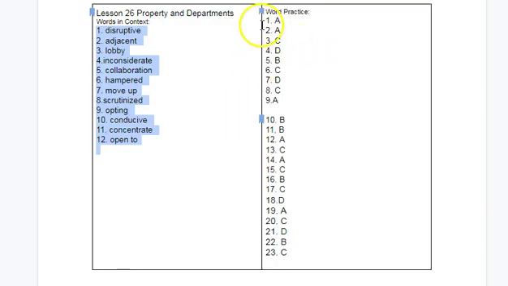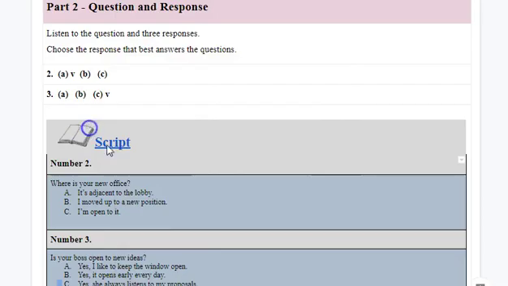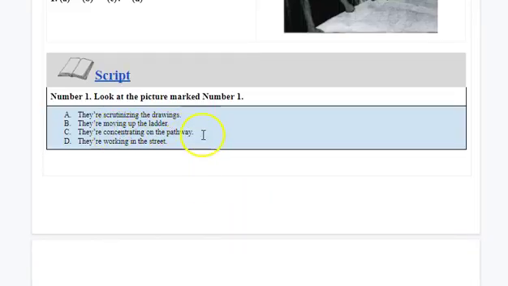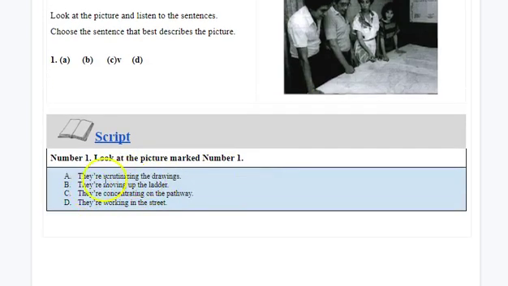Okay, let us check. So, your answer for number one is C. They're concentrating on the pathway. Perhaps the correct answer is they're scrutinizing the drawings. Okay?